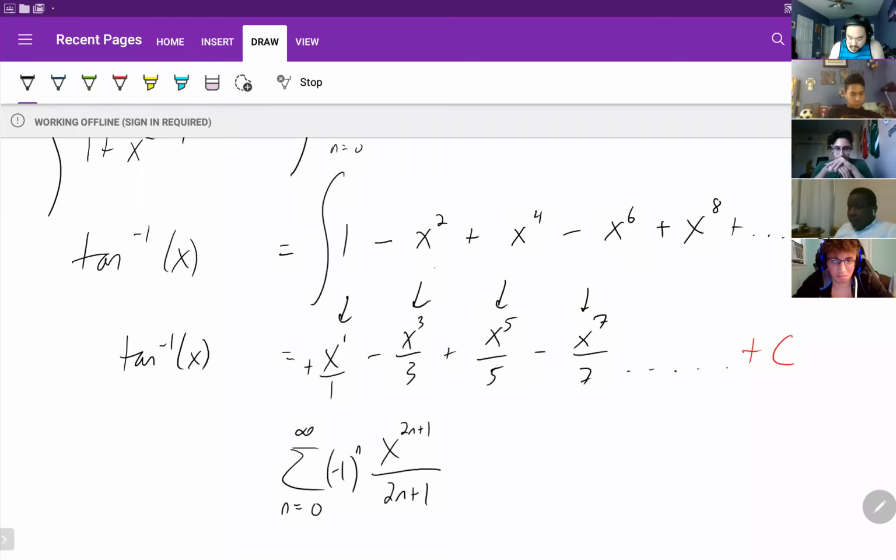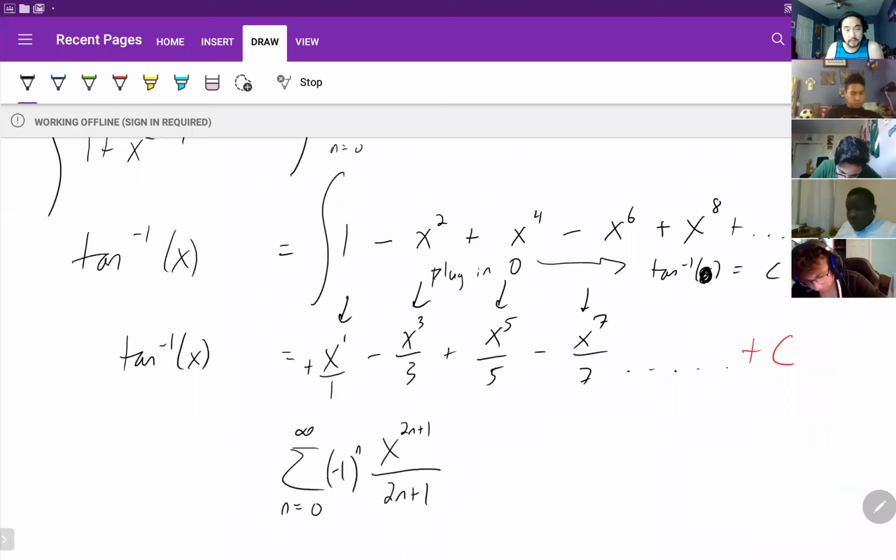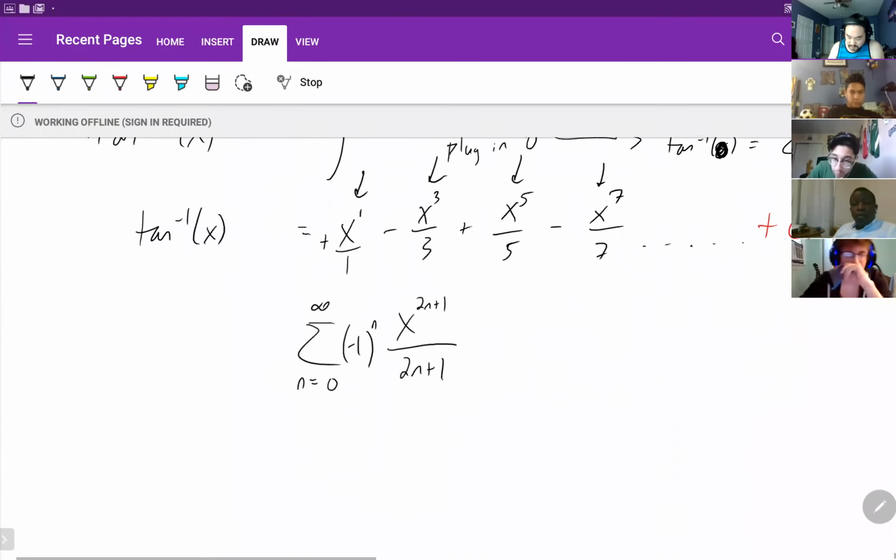So if I plug in 0, I can figure out what c is, right? You actually end up getting tangent inverse of 0 is equal to c. And what's tangent inverse of 0? 0. Yeah. So c is actually 0 in this case. So you see how I had to cover my bases. I had to make sure that c was 0, because if it was something else, the series would be something else. Does that make sense? Yeah. Okay. All right. Back to what we just found.